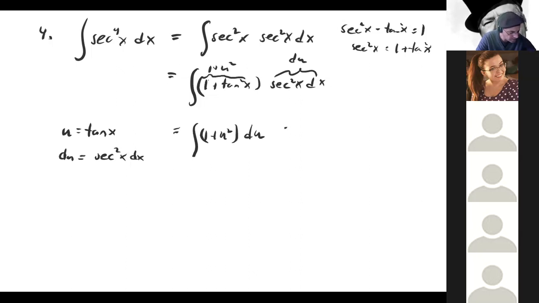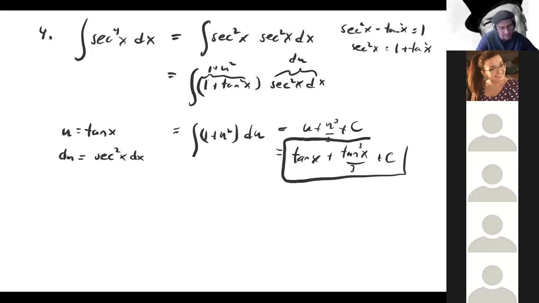So then the integral becomes u plus u cubed over 3 plus c. And we go back and we substitute the original value of u, which is tan x plus tangent cubed of x over 3 plus c. This one wasn't bad at all, right?